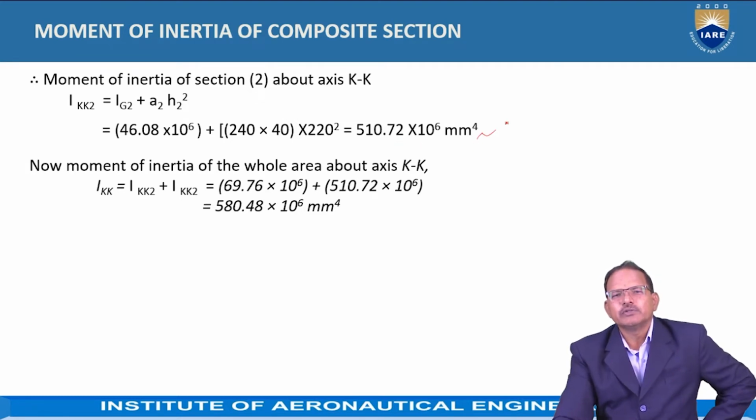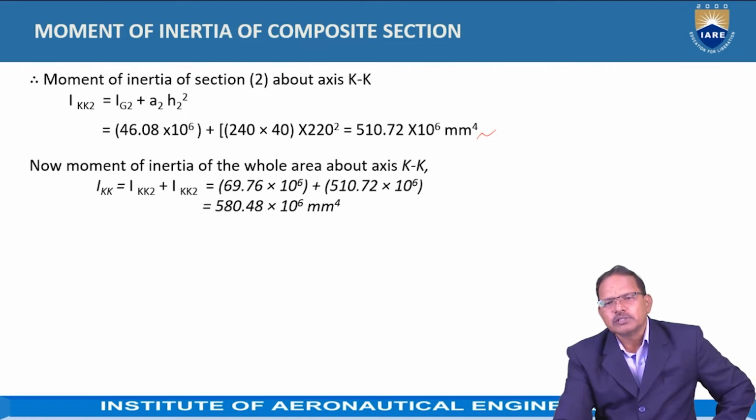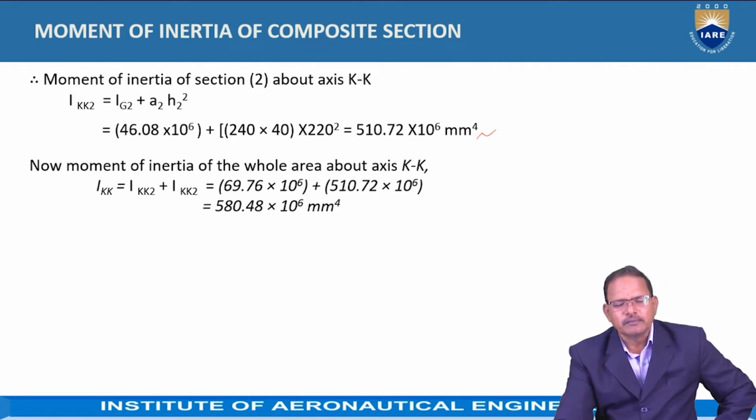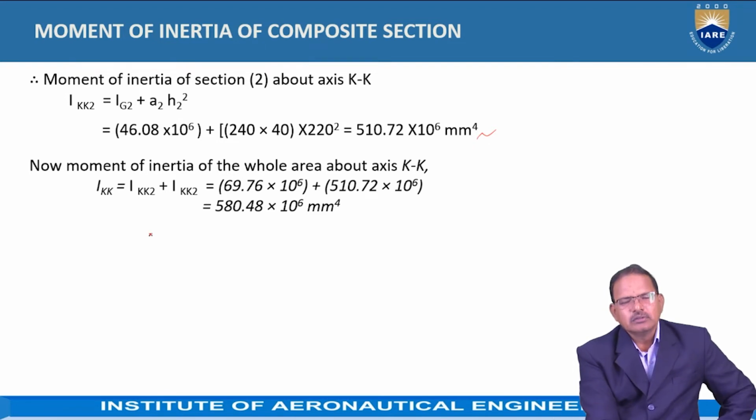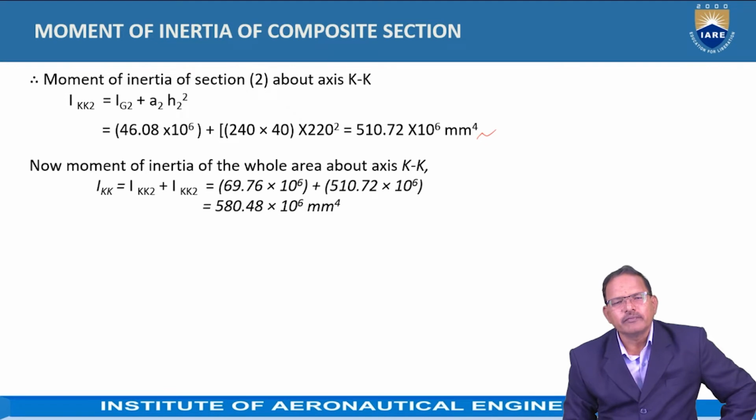The moment of inertia possessed by the L section about the line KK is obtained by taking the sum of the moment of inertia possessed by each section about the KK line now. That is, I_KK is equal to I_KK1 plus I_KK2, which is equal to 69.76 into 10 to the power of 6 plus 510.72 into 10 to the power of 6, which is equal to 580.48 into 10 to the power of 6 mm to the power of 4. Okay, this is the method we have to follow to determine the moment of inertia possessed by the composite section.